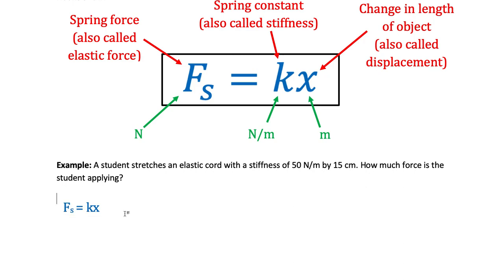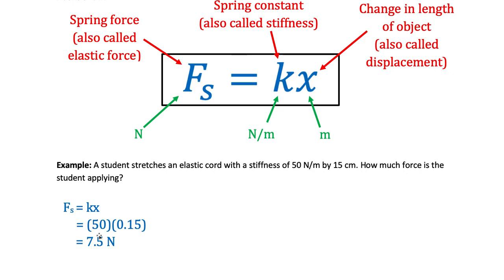Okay, well, let's start with our new equation. Spring force equals K times X. If I put some numbers in here, K is going to be the stiffness, or the spring constant, which is 50 newtons per meter. That's metric base units, so that's great. It can go straight in. X is going to be the change in length, so how much the student stretched it by. And we know that's 15 centimeters. This isn't metric base units, so I'm going to have to convert that to meters. That's going to become 0.15. So my K is 50, my X is 0.15, and I find that the spring force in this scenario is 7.5 newtons.